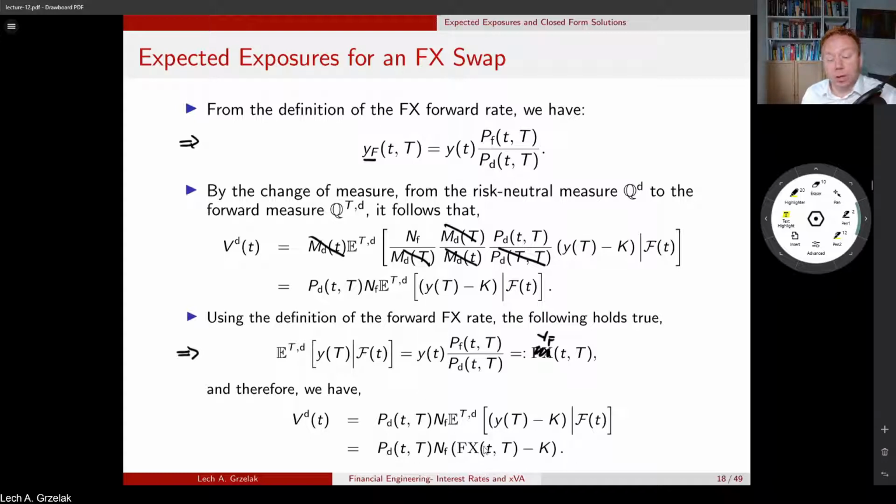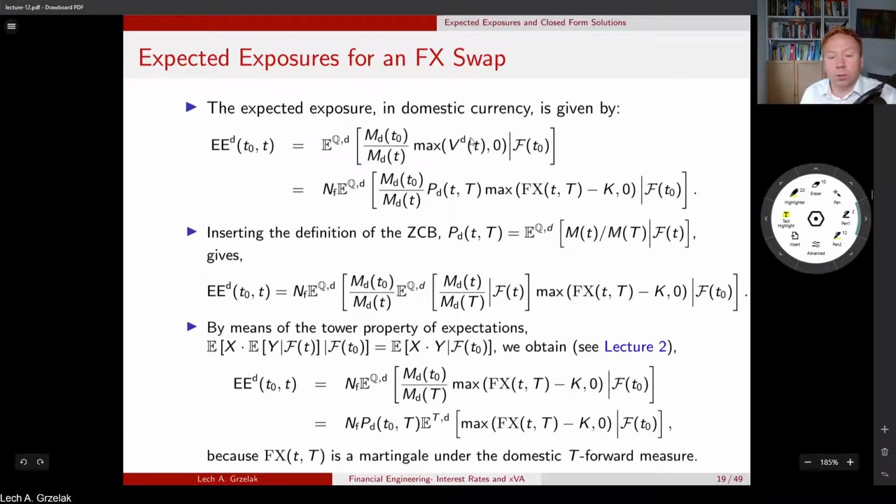So this expectation, once we know the forward rate that we can read in the market, we can get this quote from the market, we know the value of this swap that will take place in the future. Next step, take this value in the domestic currency and calculate expected exposure also in domestic currency. This is what we'll do here. So we substitute this VD from the previous slide. This is what we have here.